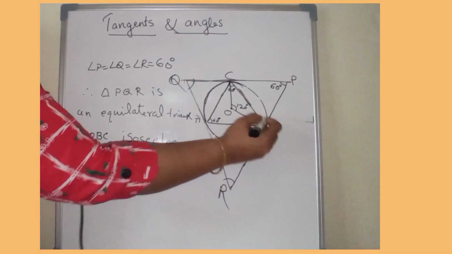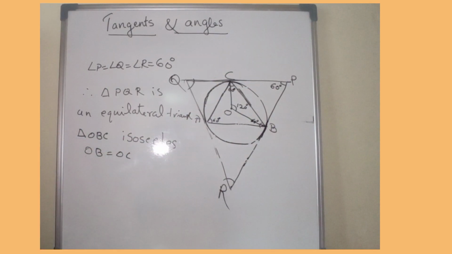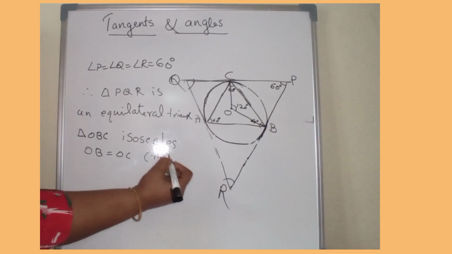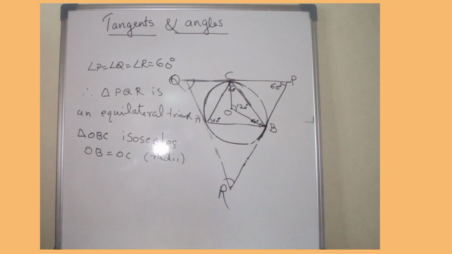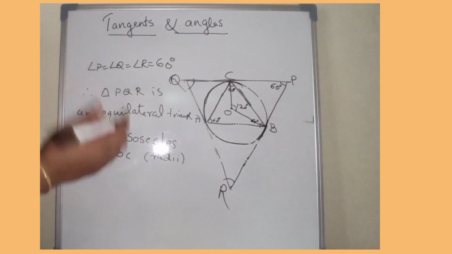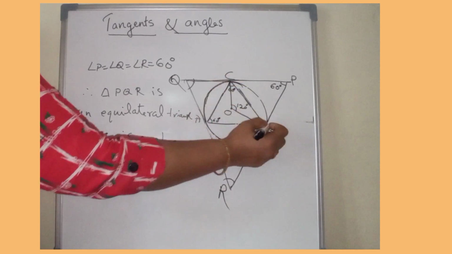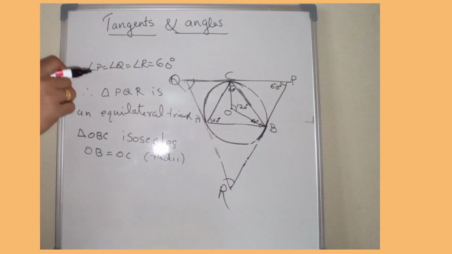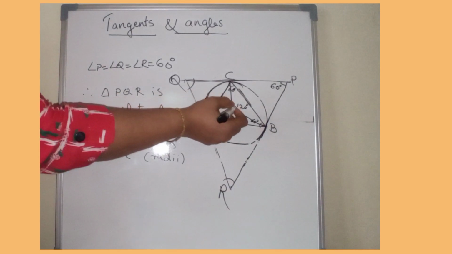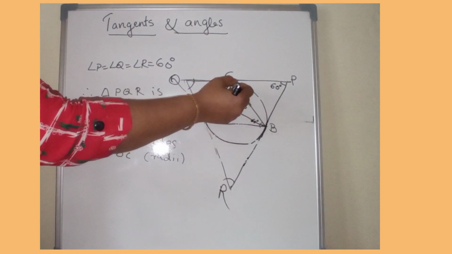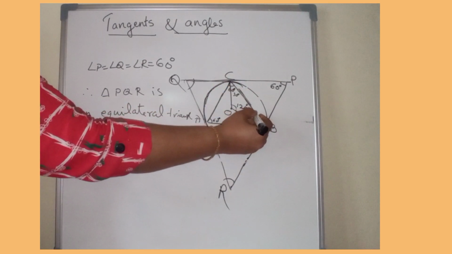We know that OB and OC are equal. Why are they equal? OB and OC are equal because those two are radii of the circle. See, this OB and this OC both are radii of the circle. Then OB is equal to OC. We have this triangle OBC as an isosceles triangle. We know that in an isosceles triangle the base angles are equal. And see, the top angle is 120 degree. Then these two angles are equal to 30 degree each. Right?